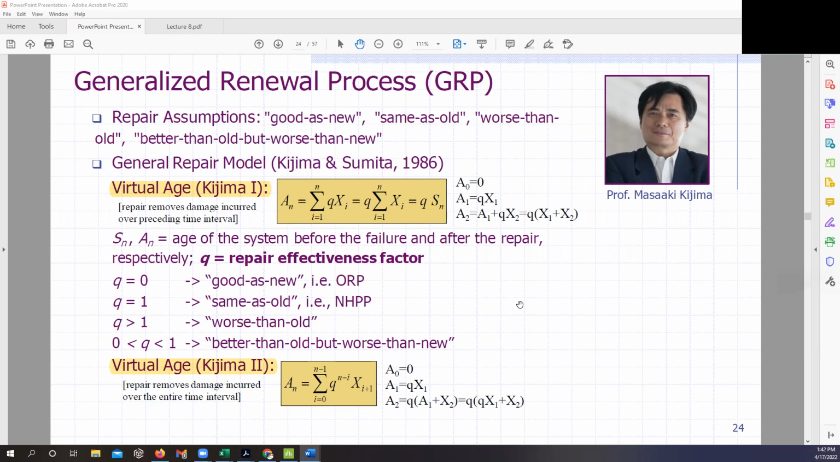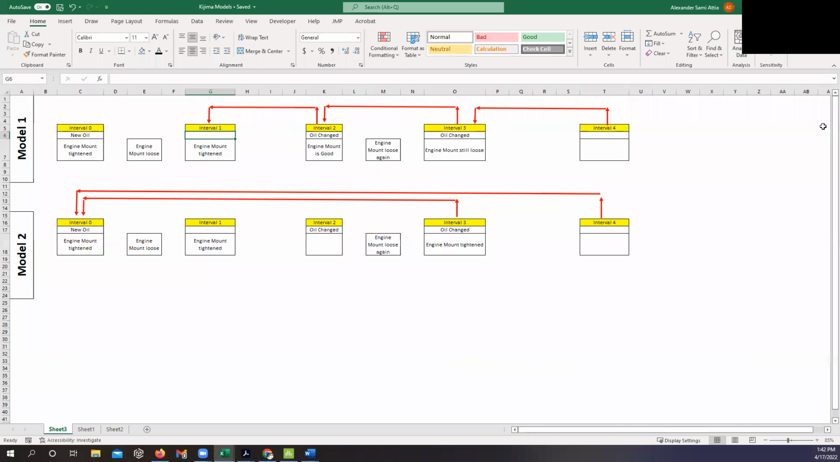Let's talk about that in two separate ways. Intuitively, what does that mean? And then mathematically, what does that mean? Let's talk about intuitively, and I try to put this here to explain it to you. Model 1: imagine I have a car, bought it brand new, and I'm only focusing on two aspects here. Obviously, there's much more, brakes and suspension, a lot of stuff, but I'm focusing on two things only, the oil and the engine mount.